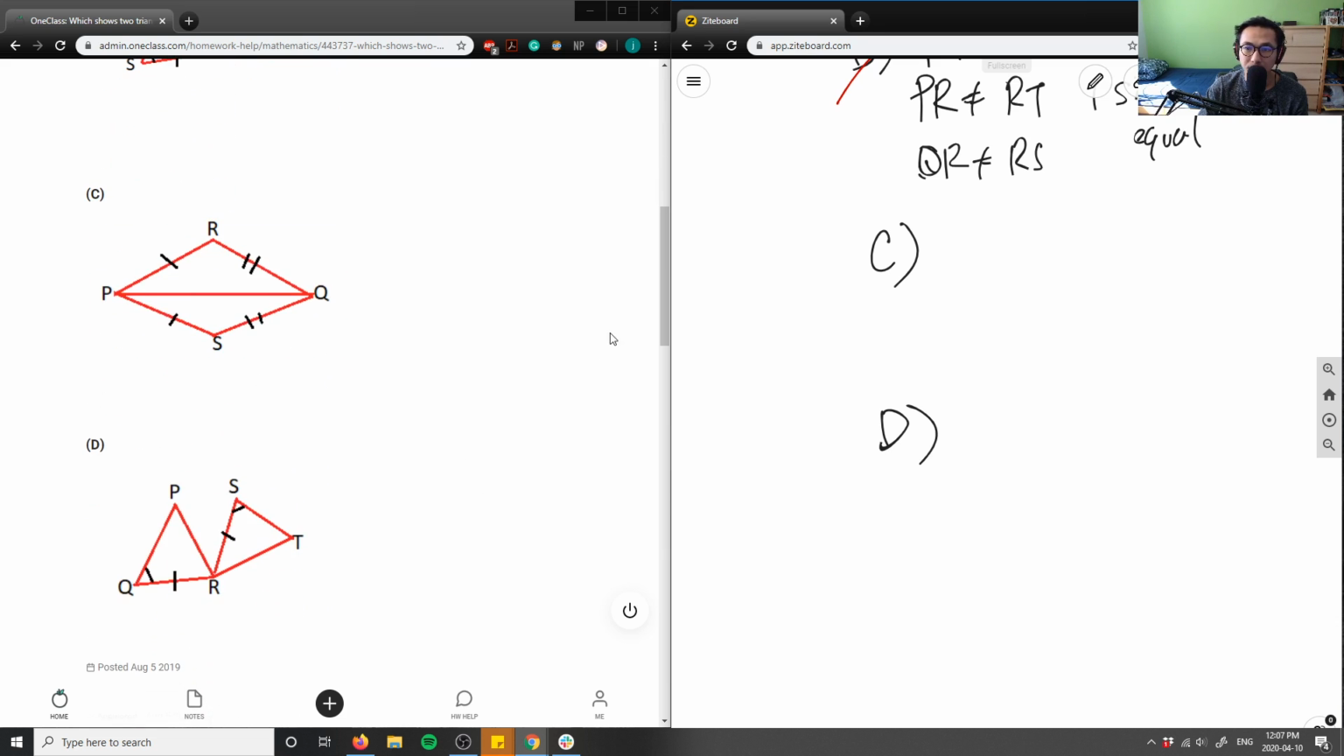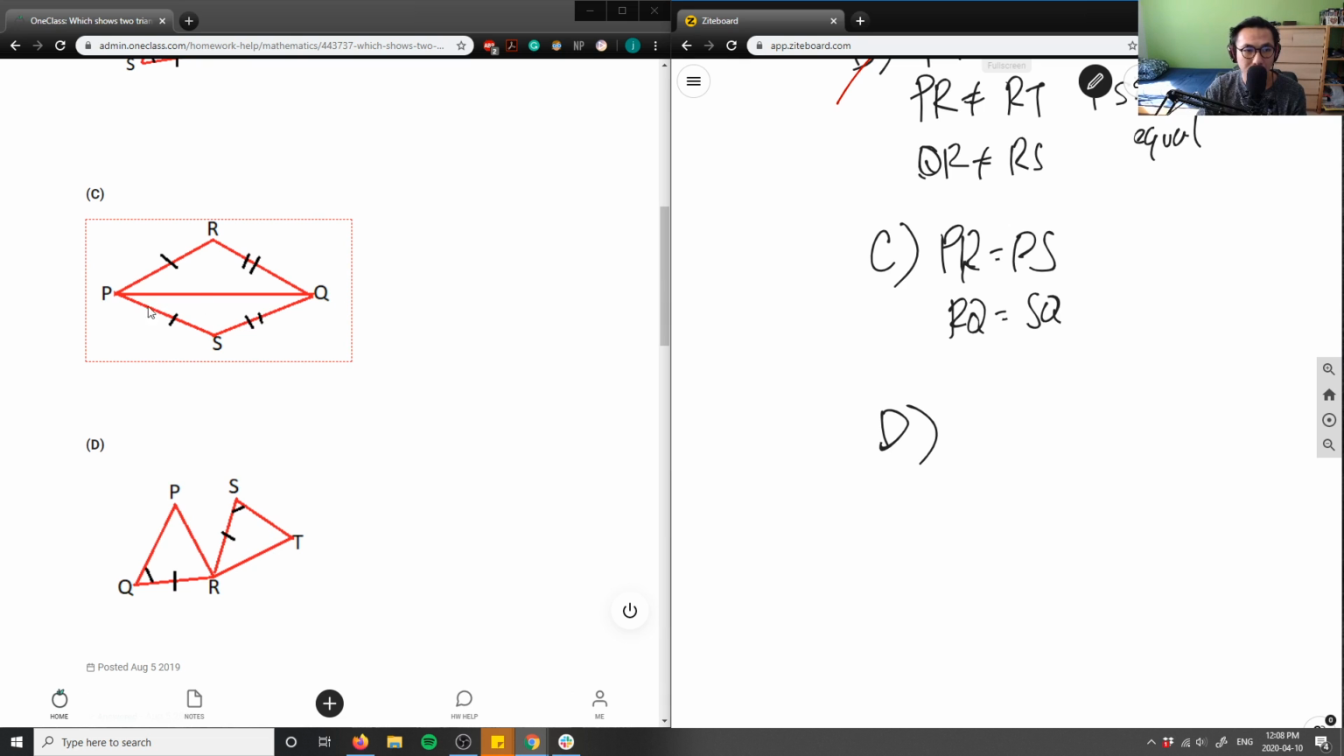All right, let's look at C. So C here, I have PRQ and then PSQ as my triangles. So PR, as you can see, this dashed line equals PS, right? These two lengths are the same, so that's good. So it's PR equals PS, which is great. I have here RQ and SQ are the same, right? The two dashed lines, these two are also the same, so they're the same in length. So RQ is the same as SQ.